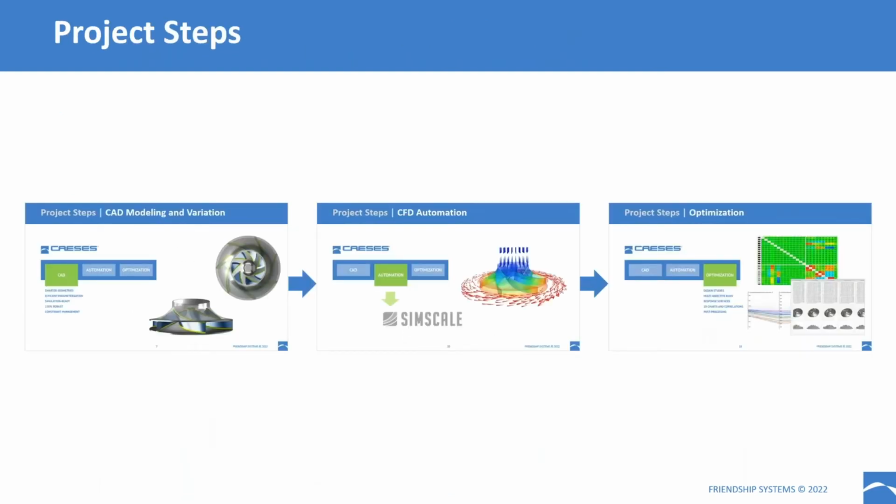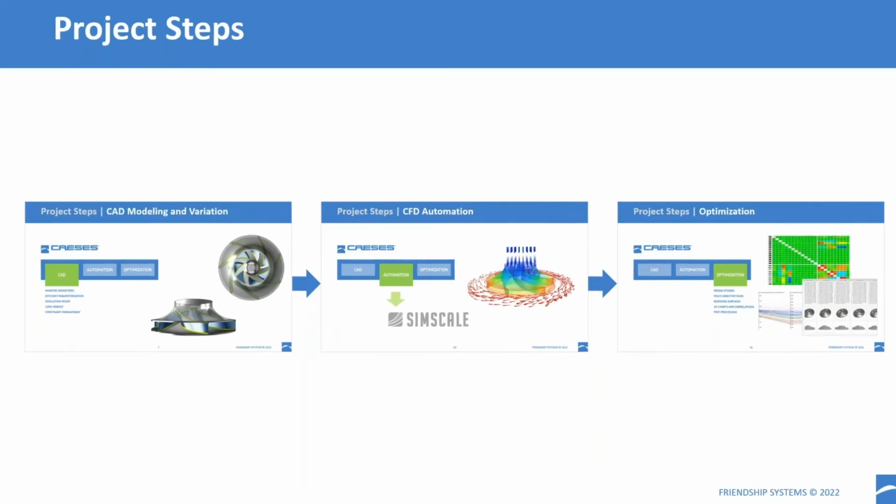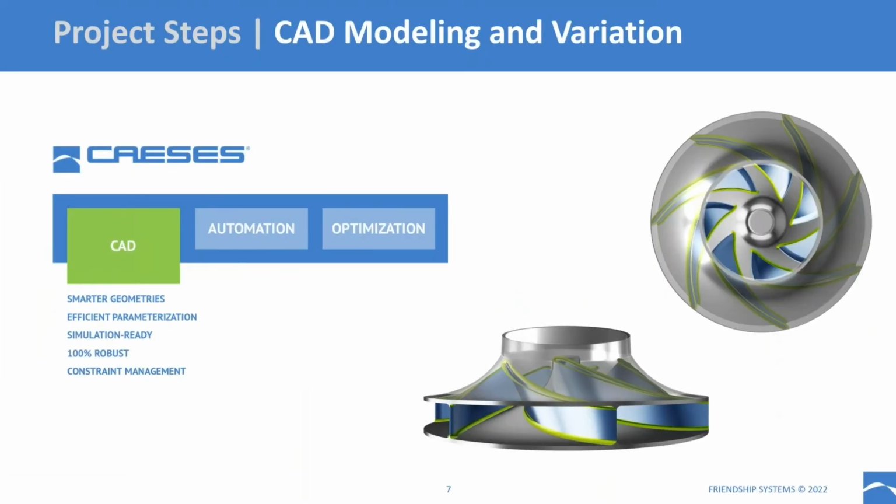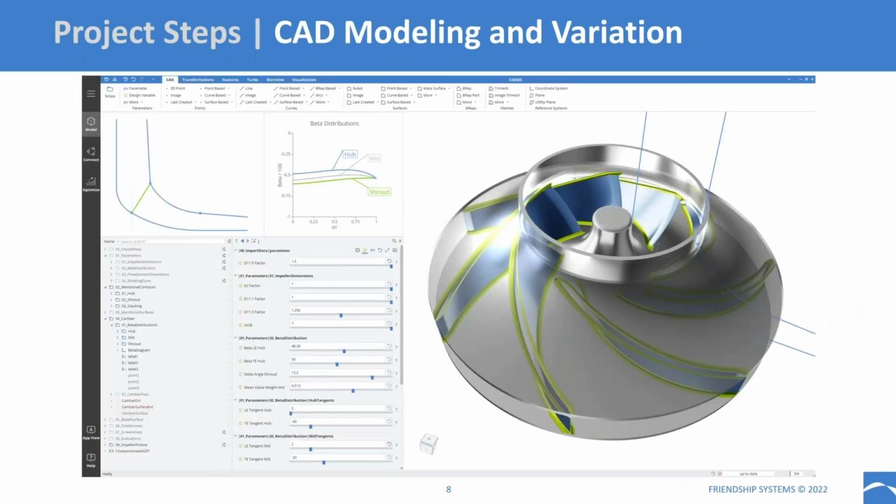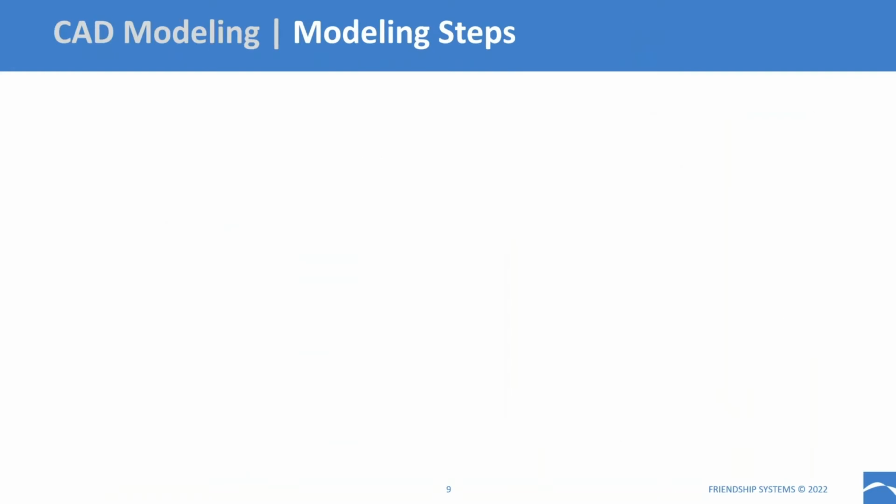All right, so now let's go to our actual project that we want to talk about and look at the different project steps. So the first thing is CAD modeling and the CAD variation. Basically, as I said, we created a parametric model of the pump impeller, and the steps that we go through to generate that model start by defining the meridional contours of the pump. So we have the hub contour, the shroud contour, and the leading and trailing edge of the blade. This is the first step.